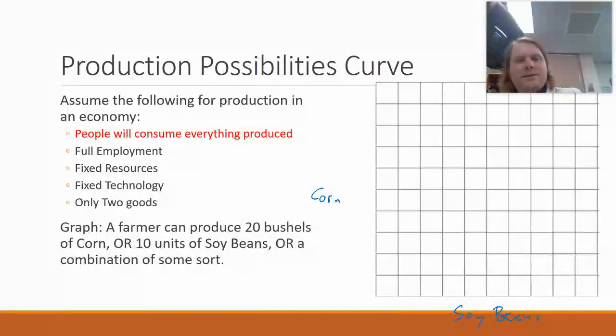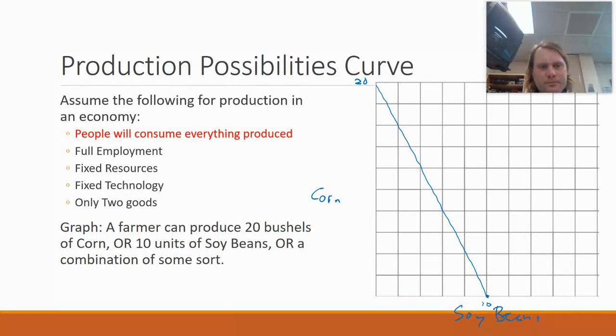All right, I've got 10 units of soybeans. I'm going to count by twos: 2, 4, 6, 8, 10. Always label your graph. 2, 4, 6, 8, 10, 12, 14, 16, 18, 20. Always label your graphs. They don't have to be perfect, but labeling them is what they're going to be looking for. Okay, so I can draw that.